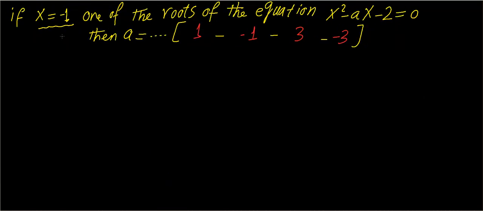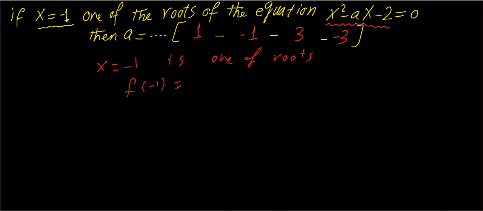If x equals -1 is one of the roots of the equation x² - ax - 2 = 0, then a equals what? x = -1 is one of the roots of the quadratic equation x² - ax - 2 = 0. That means if you substitute x = -1 inside the equation, you will get 0.